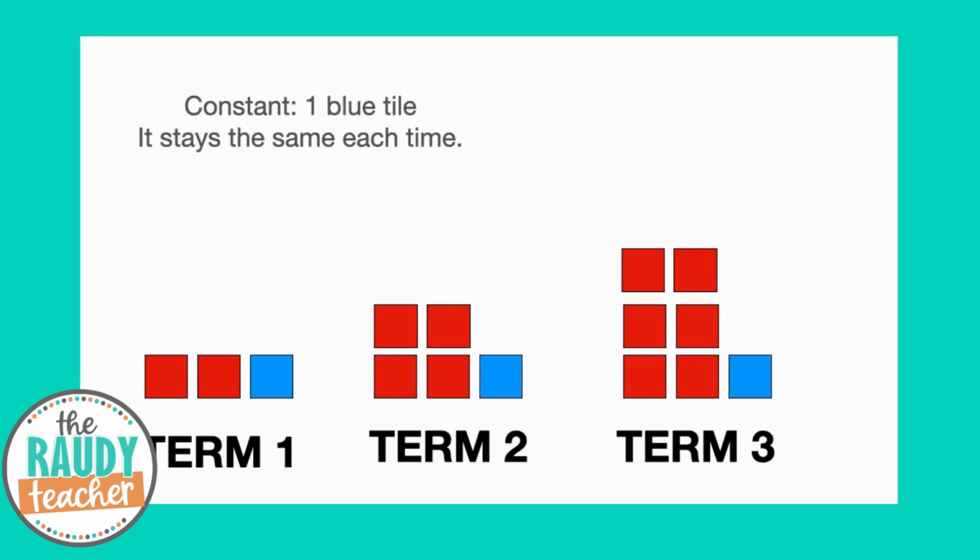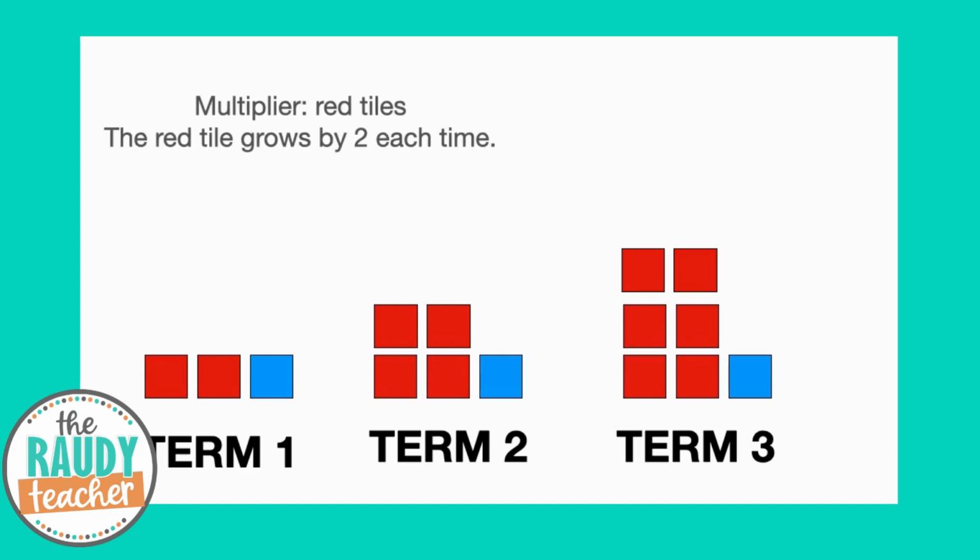But why am I using the colors that I'm using? The blue tile is something that we call the constant. It is something that I need to add each time in order to make the pattern happen. So I need to add 1 each time. It stays the same no matter how many terms I'm going to have. Even if I'm down at term 99, guess how many blue tiles I'm going to have? You got it. I'm only going to have 1 blue tile.